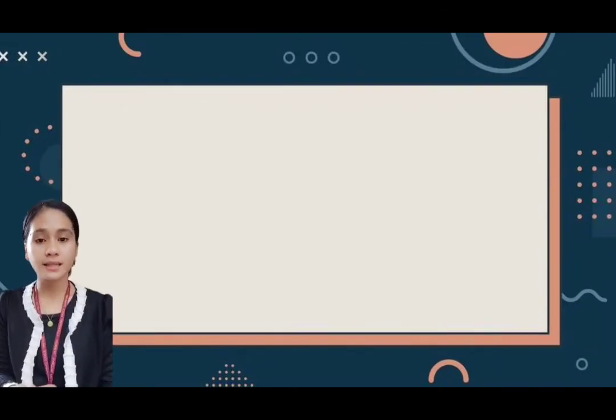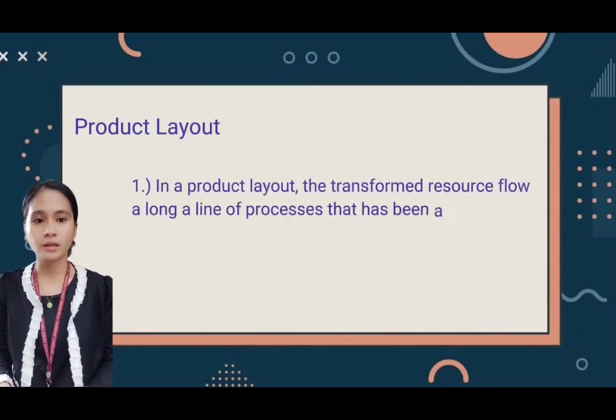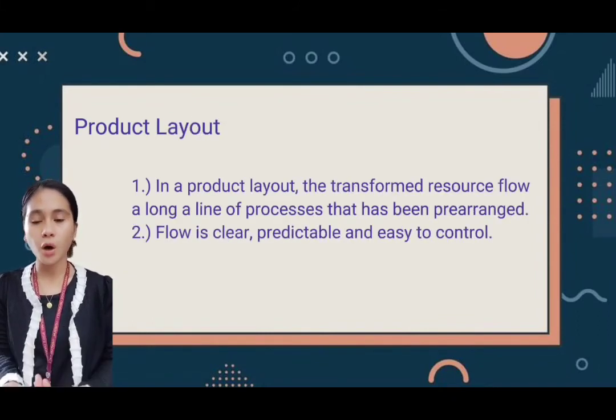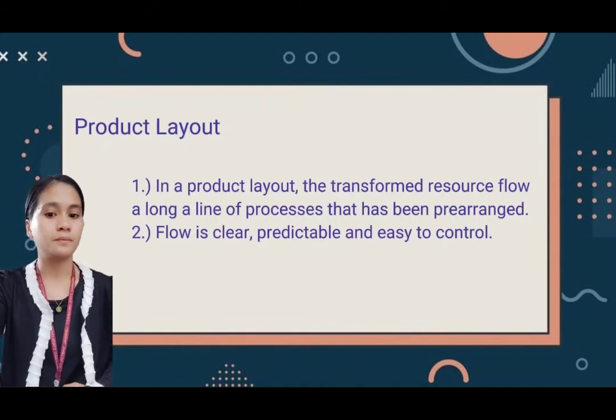And the last layout type is product layout. In a product layout, the transformed resources flow along a line of processes that has been pre-arranged. Flow is clear, predictable, and easy to control.